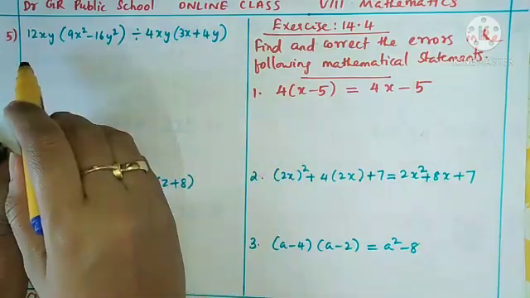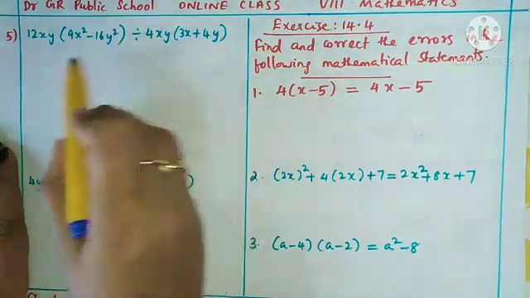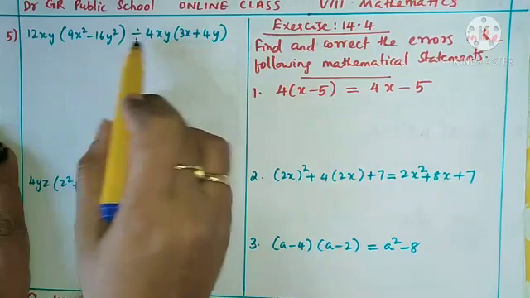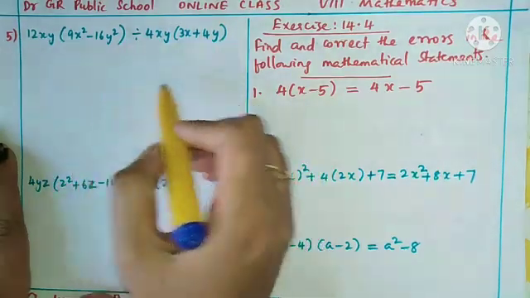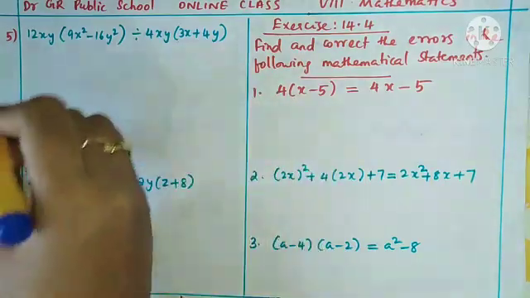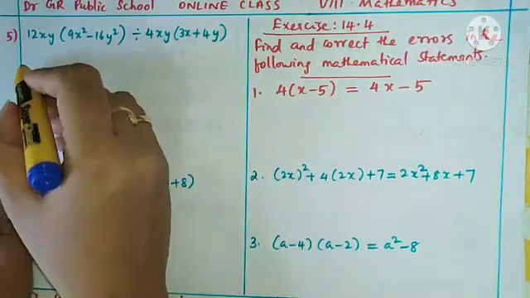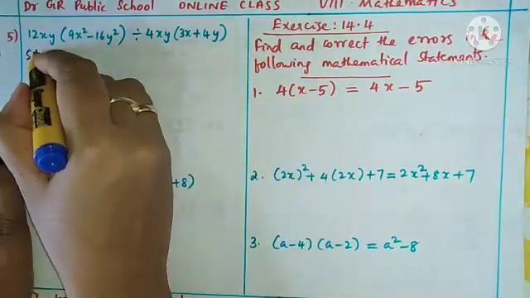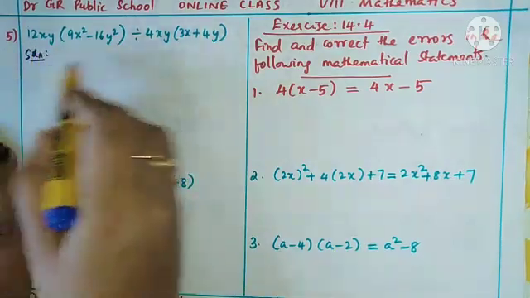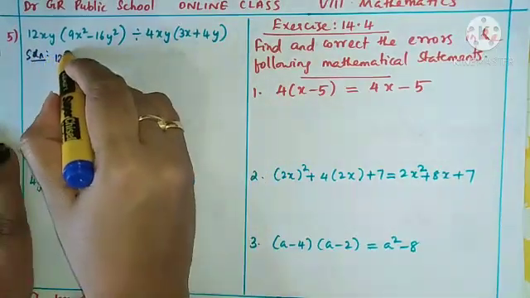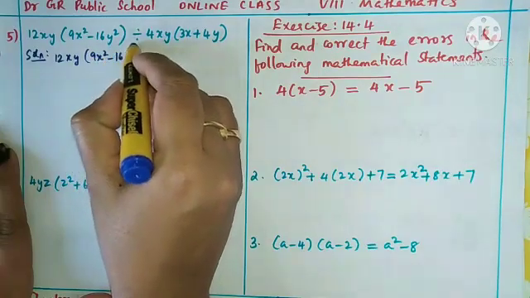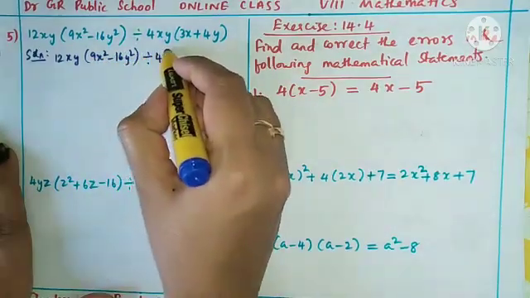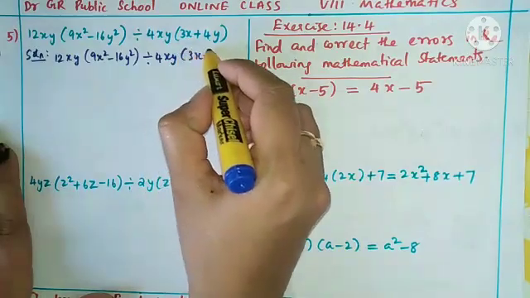Okay. So first we are here also we want to split the given algebraic expression into the simplest form using product of factors and then do cancellation. So this solution, first we can write the given question once again. 12xy into 9x square minus 16y square divided by 4xy into 3x plus 4y.